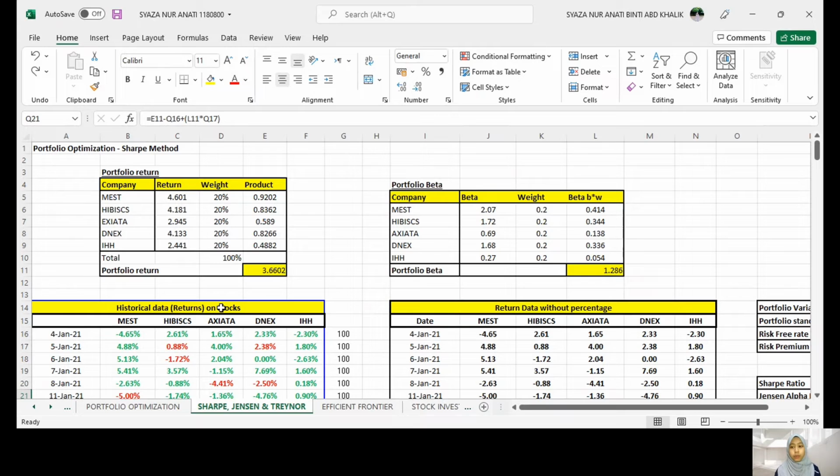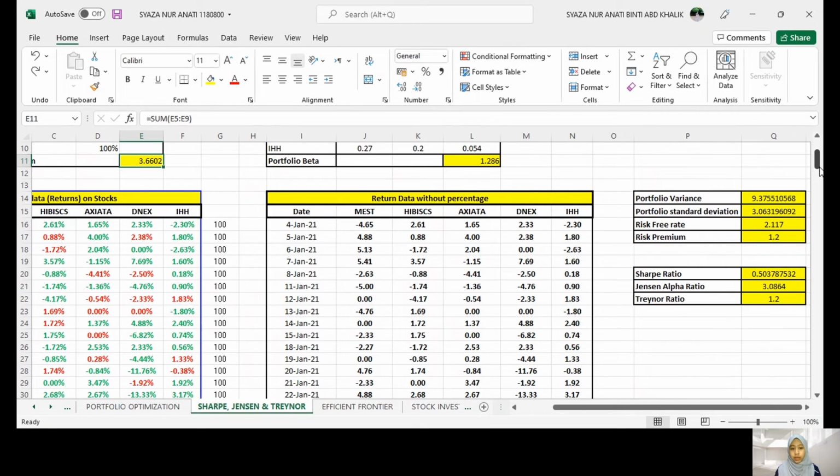Apart from that, we move to the next part of the presentation, which is the portfolio return and beta. We can see that portfolio return indicates the amount of 3.6602% from my portfolio stock. In addition, the portfolio beta recorded the amount of 1.286. From this amount, we can see that the beta recorded exceeds 1. A beta greater than 1 indicates that the security's price tends to be more volatile than the market.